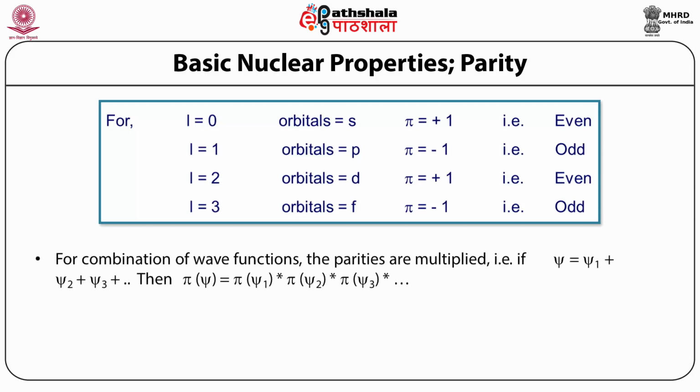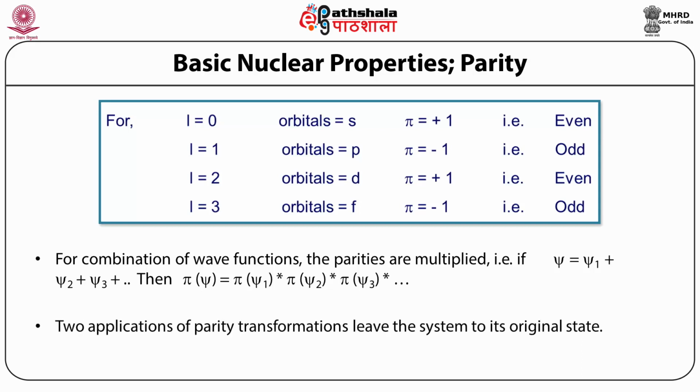For a combination of wave functions, the parities are multiplied. It means if within the nucleus there are many nucleons in different states, they will represent their own wave functions. So for a combination of wave functions, the parities are multiplied. And so if we want to know the parity of the nucleus, we need to multiply the parities of the individual nucleons together to get the total parity of the nucleus. Two applications of the parity transformation leave the system in its original state.